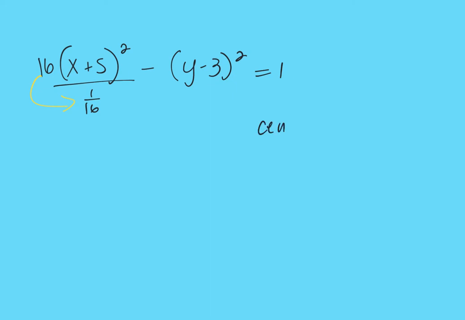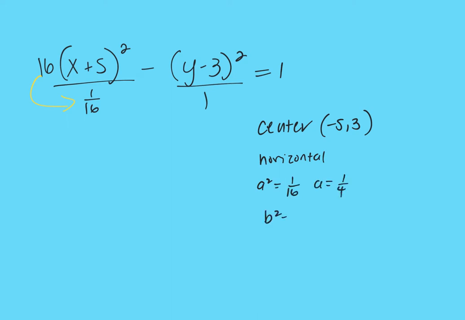The center is negative 5, 3, right? The x now has the 1/16 underneath. This would have a 1. The x is squared and comes first, which means this is horizontal. So the a squared is 1/16. The a would be 1/4. The b squared is 1, which makes the b 1.